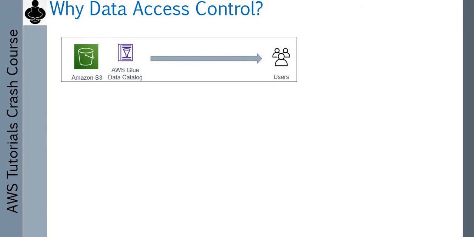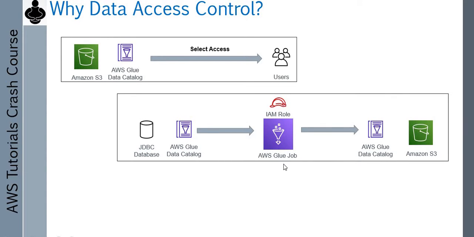Suppose you have got some data in an S3 bucket, and you have cataloged that data, and some users want to simply make a query on that data. In this case, these users need to have select access on that data. Similarly, there could be a scenario where a Glue job is trying to read data from, say, a JDBC endpoint which has been cataloged and is trying to write to an S3 bucket which is also cataloged. In this case, this Glue job needs select access at the source and insert access at the target.